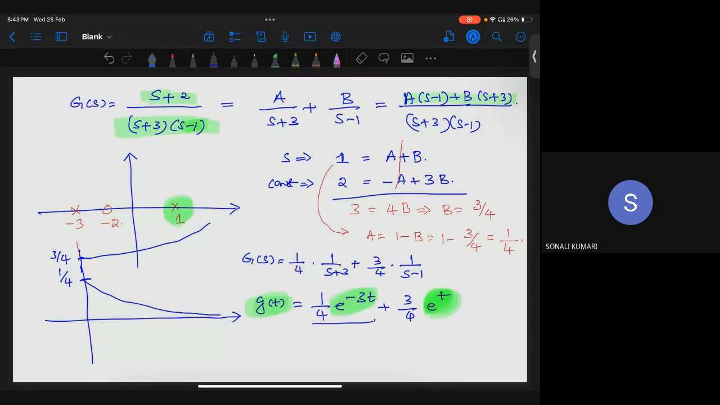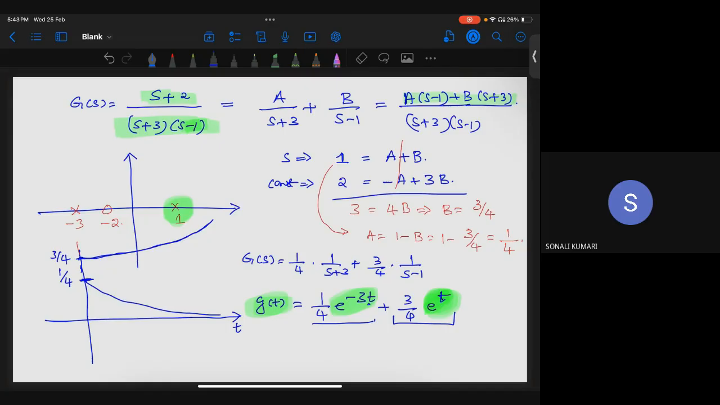This starts when you substitute t equal to 0. It becomes 1 by 4, correct? Yes, sir, e power 0 is 1. So it starts at this. When you keep on increasing t, it reduces. At t equal to infinity, it becomes 0. The second part, when you substitute t equal to 0, is 3 by 4. When you keep on increasing t, it keeps increasing instead of reducing. So it goes like this, correct?